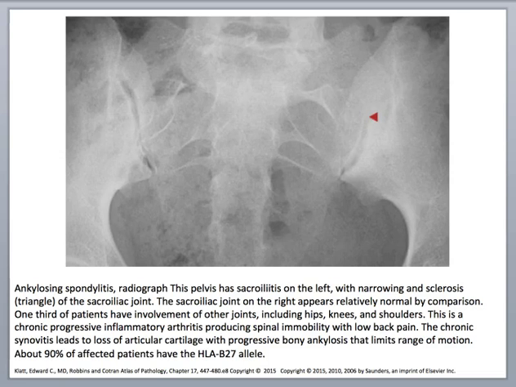This is the radiograph of the pelvis of a patient with ankylosing spondylitis. The arrowhead shows joint narrowing and sclerosis of the sacroiliac joint. If you compare it with the sacroiliac joint on the left of the image, the right of the patient, it appears relatively normal by comparison. Again, about 1/3 of patients have involvement of other joints, including the hips, knees, and shoulders. This is a chronic progressive inflammatory arthritis that eventually produces spinal immobility with low back pain.